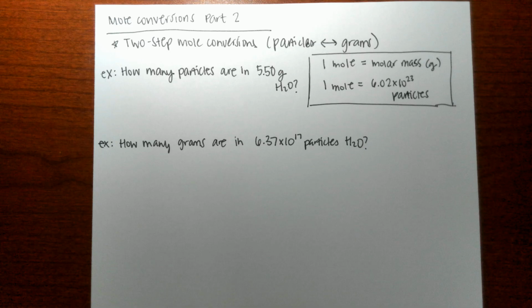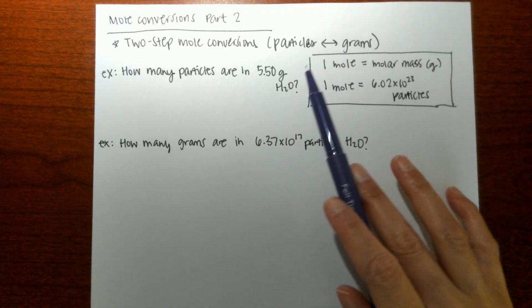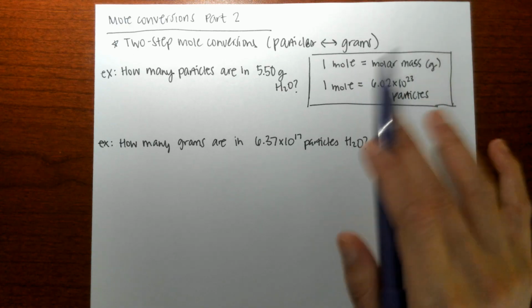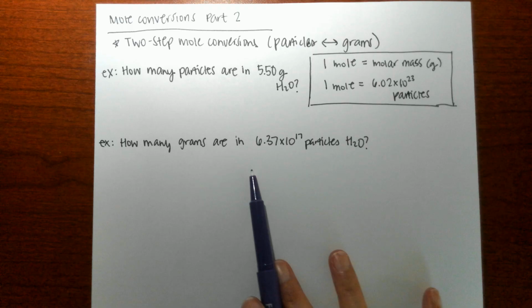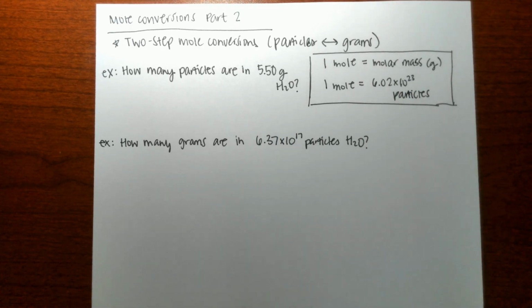So this is part 2 of mole conversion, specifically using two-step. This is when we're converting from particles to grams or grams to particles, and grams meaning like mass, so they are the same thing. Okay, so here are 2 questions that we'll work on together. And then I've also included the conversion factors that you'll use.